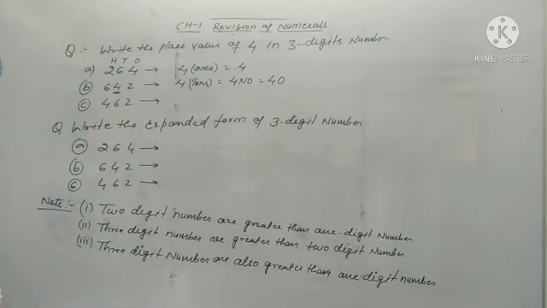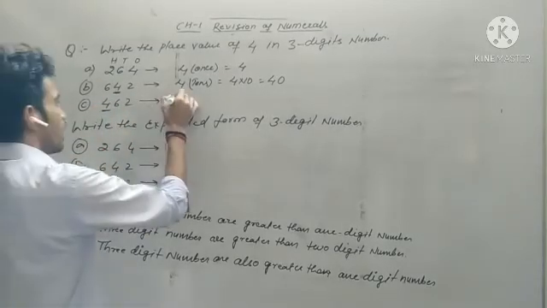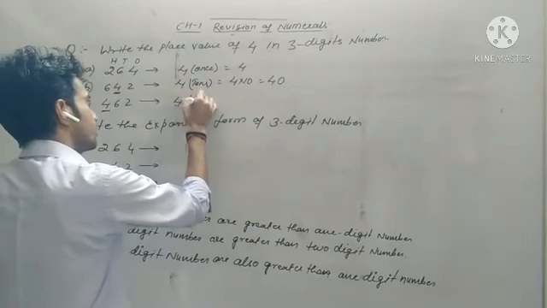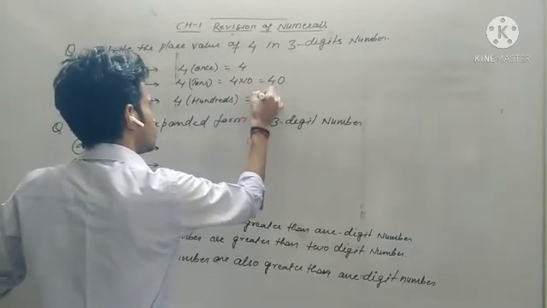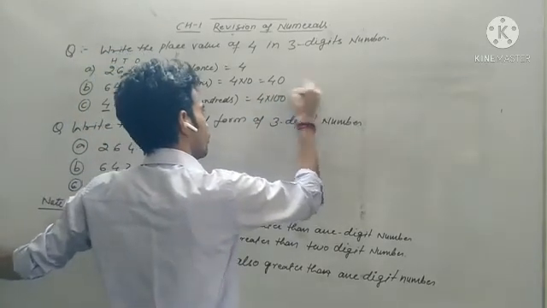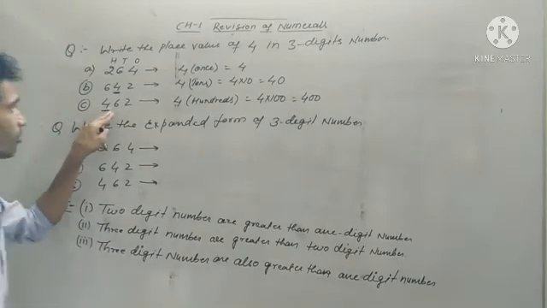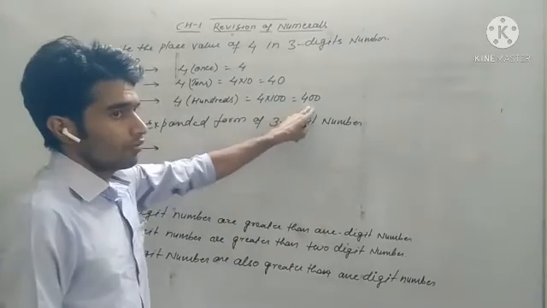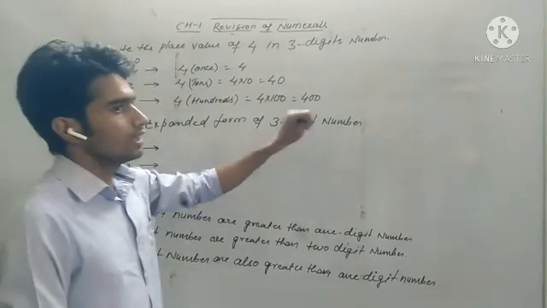And the place value of 4 in the number 462: 4 is in the hundreds place, so right here 400. So this is equal to 4 into 100, which is 400. So the place value of 4 in 462 is 400.